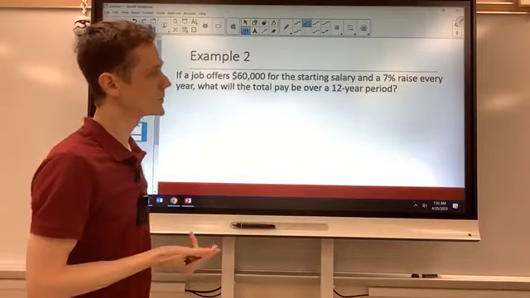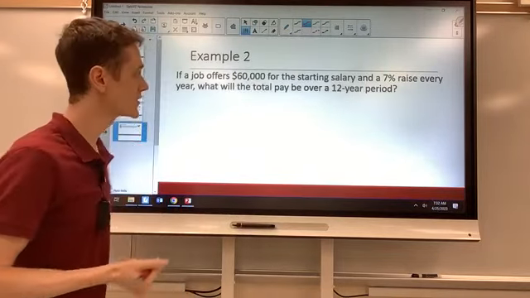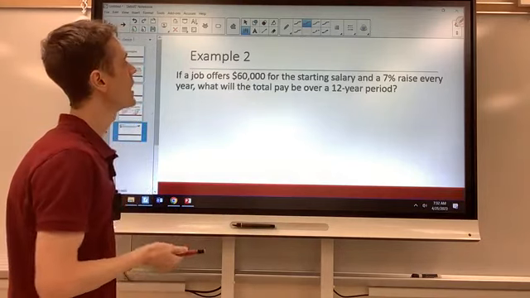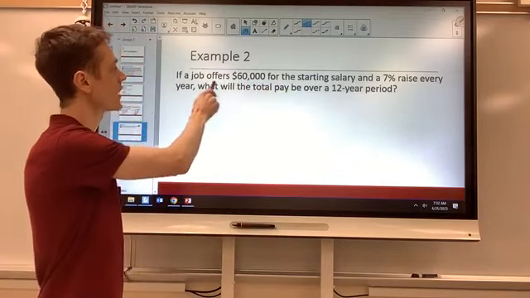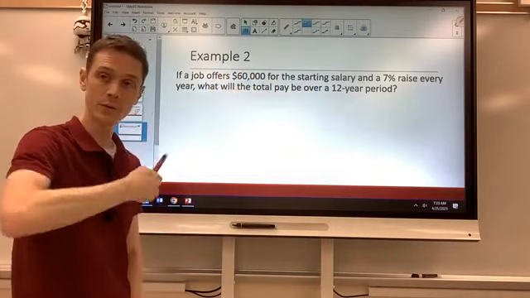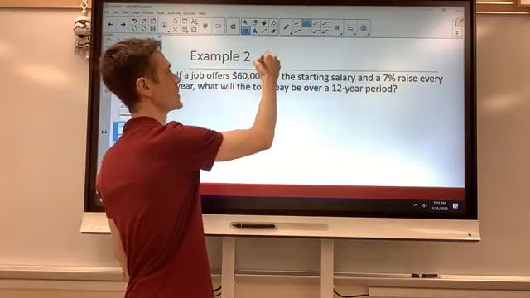Another very common setup for dealing with sequences and series has to do with a person's salary, because a person usually gets an annual raise every year. So let's look at what terms they have defined for us here. My starting salary, this is what I'm beginning with. This would be the first term of my pattern. That's going to be my a sub 1 value.